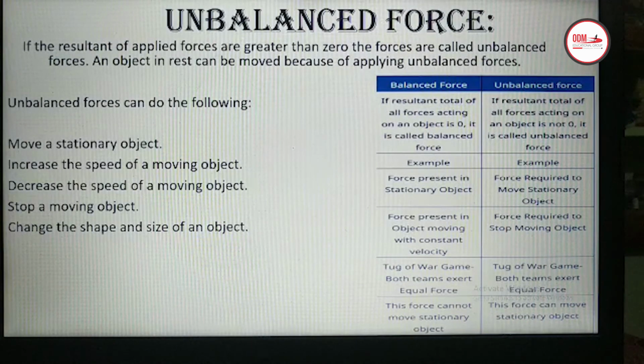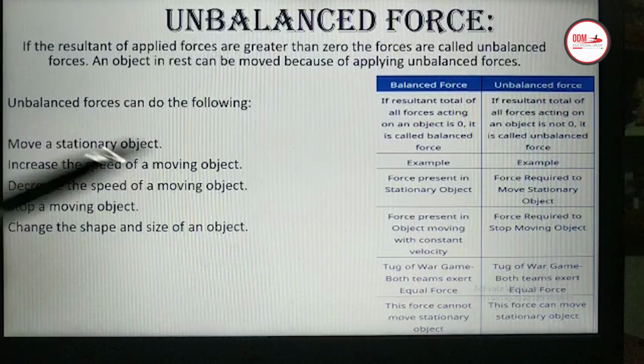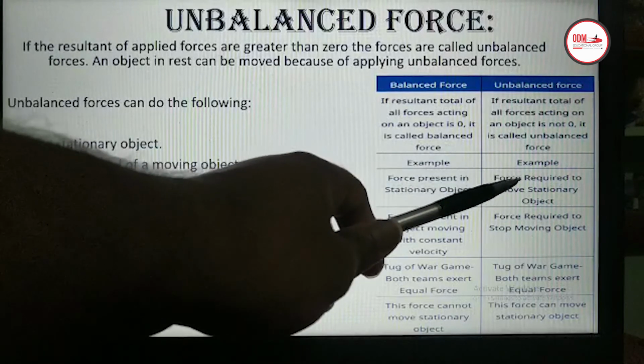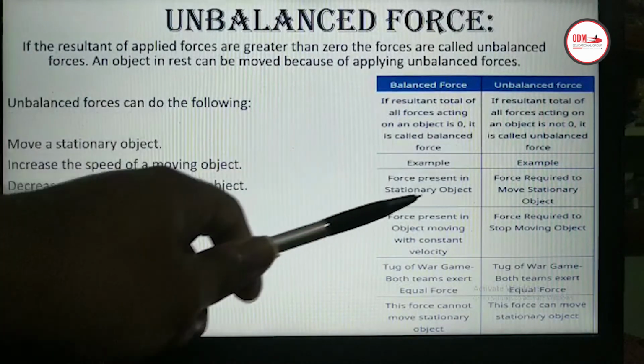However, if we push it with more force, then it moves, because the force is now unbalanced, as the muscular force exerted by our body is much more than the opposing force of friction. Once the muscular force overcomes the frictional force, at that time there will be a motion of the object. Okay, so this one is the example of unbalanced force. You can see that here we have differentiated what is balanced force and what is unbalanced force. This one is the definition for both the cases, this one is the example.